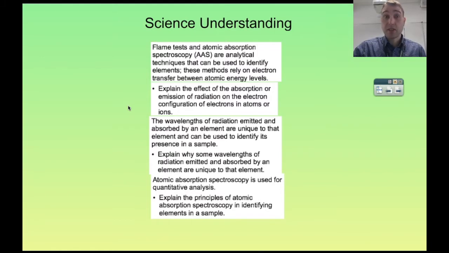So the science understandings that you're going to cover are that flame tests and AAS are used to identify elements, and it relies on electron transfer between atomic energy levels, so you need to explain how that happens. So with absorption and emission, you need to explain that the wavelengths of radiation emitted or absorbed by an element are unique to that element, and that can be used to identify the substance in a sample. And you need to explain why radiation emitted or absorbed is unique to that element. And then you need to explain the principles of AAS in identifying elements in the sample.